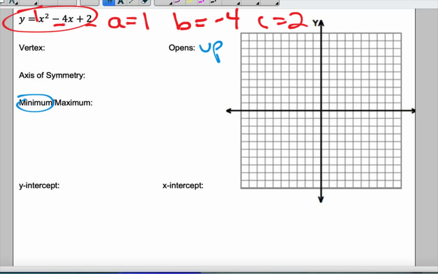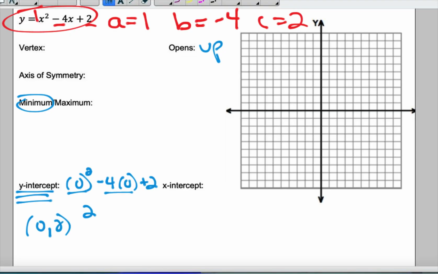The y-intercept is really not too bad. My y-intercept, again, I would plug in 0 for x, just like I did in vertex form. So it'd be 0 squared minus 4 times 0 plus 2. But as I said on the last slide, the first two just get canceled out, so it's just 2. So my y-intercept is (0, 2), or you could just say 2. That's fine. The x-intercept I don't really know yet. I'm going to have to graph it and see what I get.